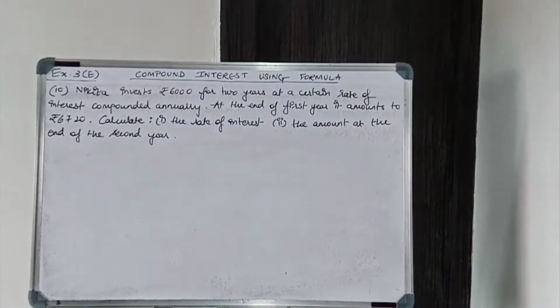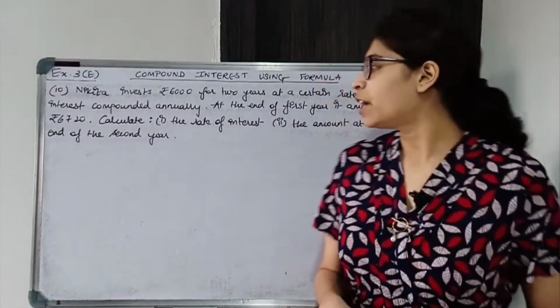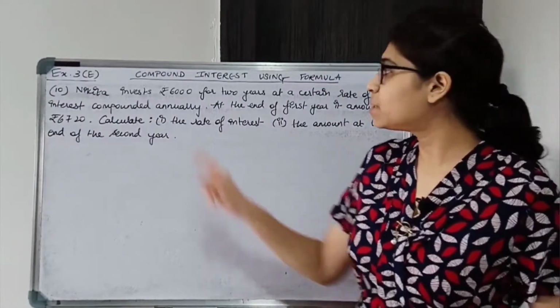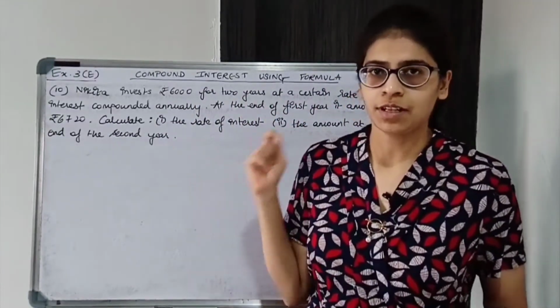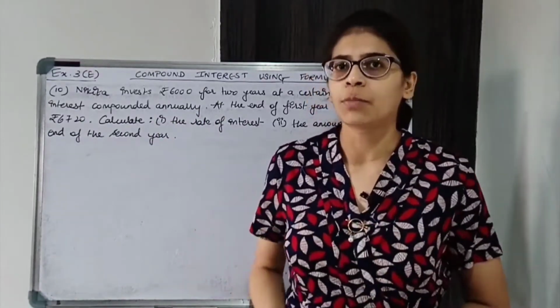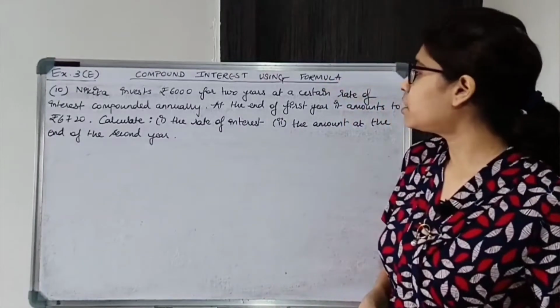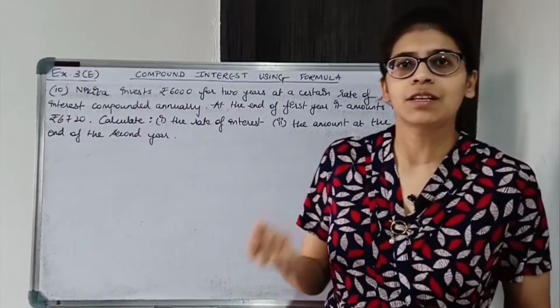Nikita invests rupees 6000 for 2 years at a certain rate of interest compounded annually. At the end of first year, it amounts to rupees 6720. Calculate first part, the rate of interest, second part, the amount at the end of the second year. Now it's very easy. In the first part we have to find the rate of interest. Principal is given to us, number of years is given to us, at a certain rate of interest. That is what we have to find, compounded annually. So compounded yearly, we'll use the normal formula for amount. At the end of first year it amounts to rupees 6720. So amount for first year or 1 year is 6720.